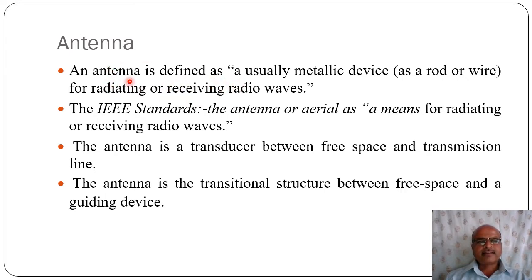We will revise: an antenna is defined as a metallic device, such as a rod or wire, for radiating or receiving radio waves. The IEEE standard defines an antenna or aerial as a means for radiating or receiving radio waves. The antenna is a transducer between free space and a transmission line. The antenna is a transitional structure between free space and a guiding device.